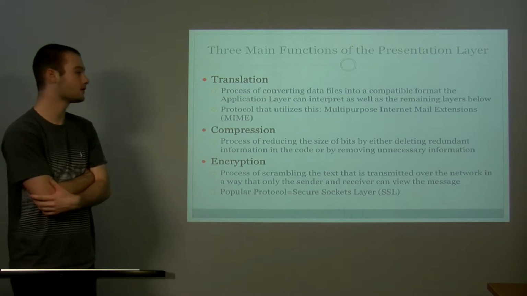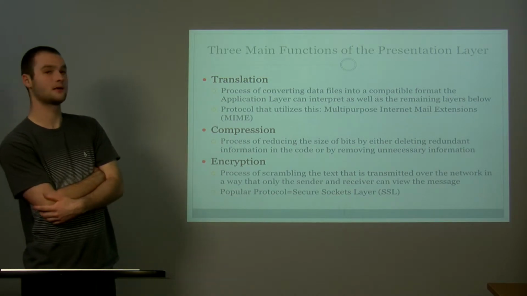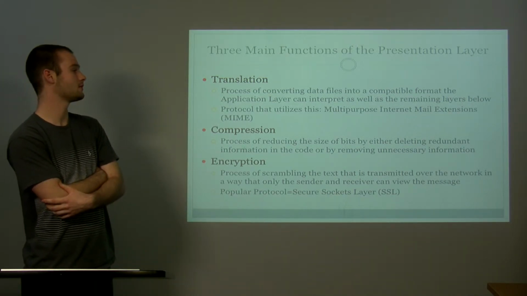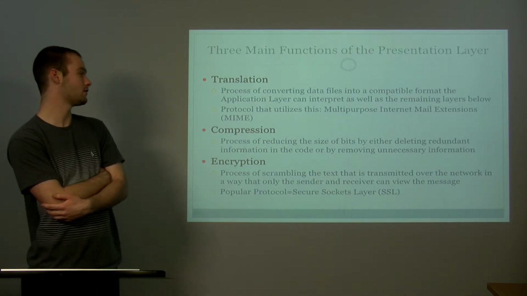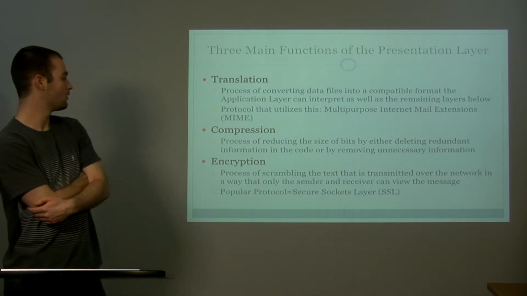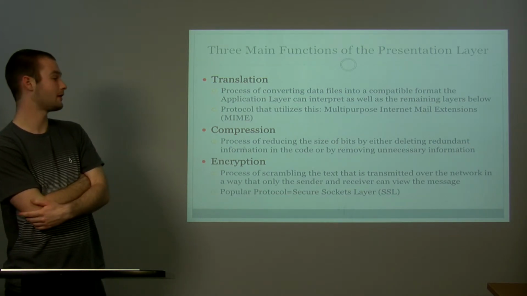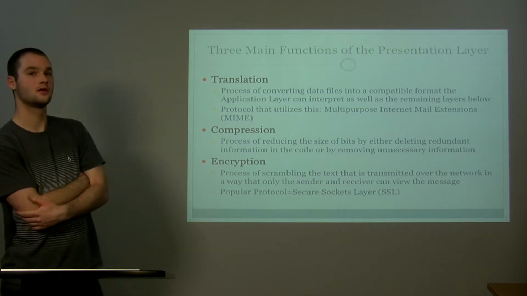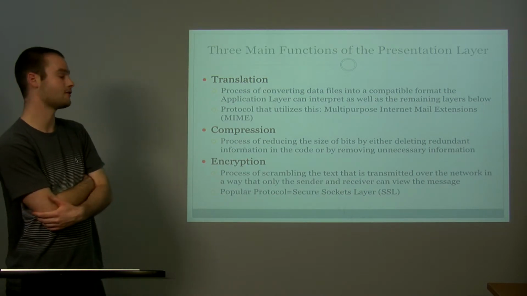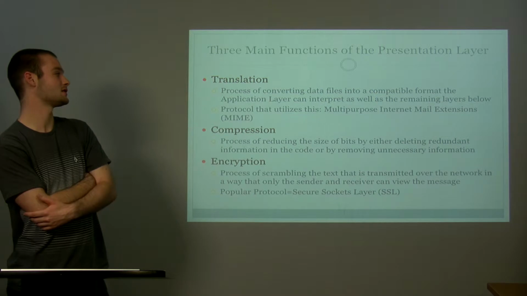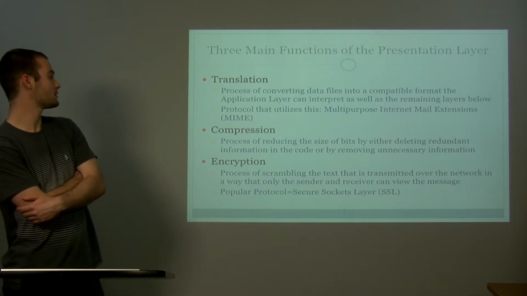There are 3 main functions of this layer. The first one being translation. This is the process of converting data files into a compatible format that the application layer can interpret, as well as the remaining layers below it. An important protocol that uses this is the Multipurpose Internet Mail Extensions, or MIME, and this is basically implemented with the SMTP protocol from the application layer, the protocol that's used for email. So MIME is basically a format that every email has to follow, so that these different end systems can communicate without different formats.